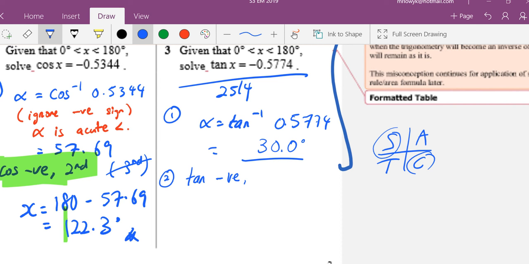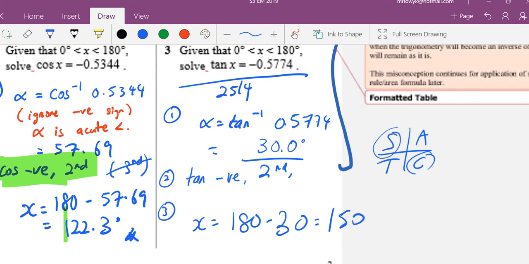Alright, so this is second quadrant. Can you write down? Second quadrant. Now solve for x. X will be equal to what? 180 minus 30 equals 150. Now, how do I know this is correct? Can all of you press tangent 150? Do you get negative 0.5774? Then you know you are correct. In this case, there's only one answer.